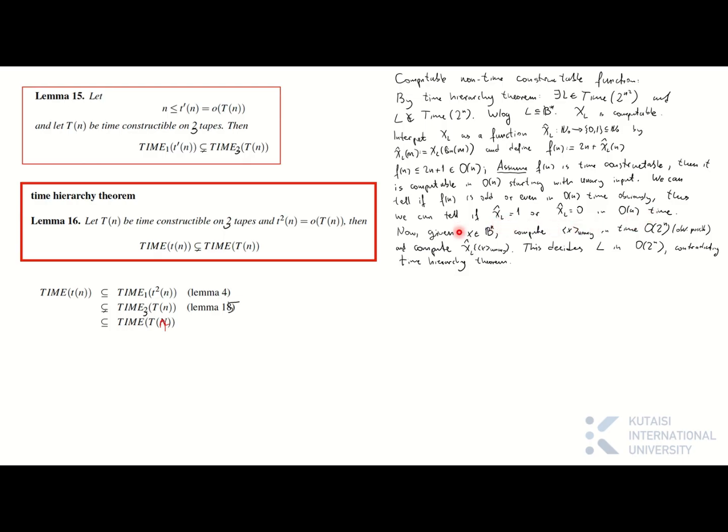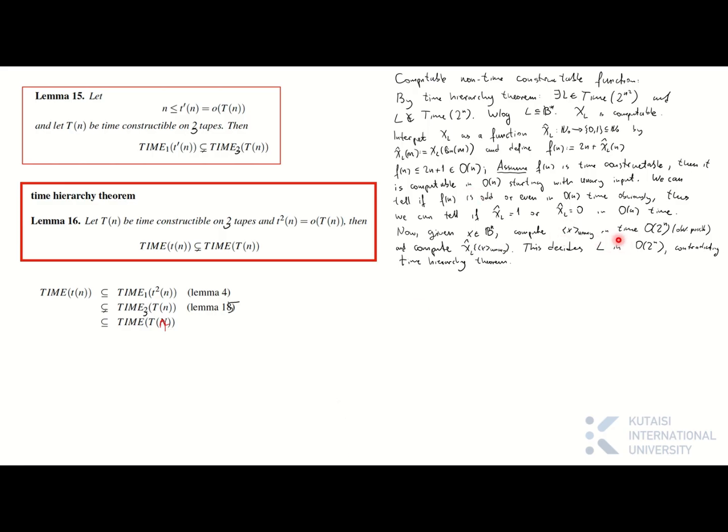But now, given a string in B star, you can compute this string in unary in 2 to the power n time, which is obviously possible, and I advise you to think about why. And compute chi-L hat of the unary again, and this will decide your language L in 2 to the power n time, which contradicts the hierarchy theorem. I advise you to look at these 12 lines and think about them.